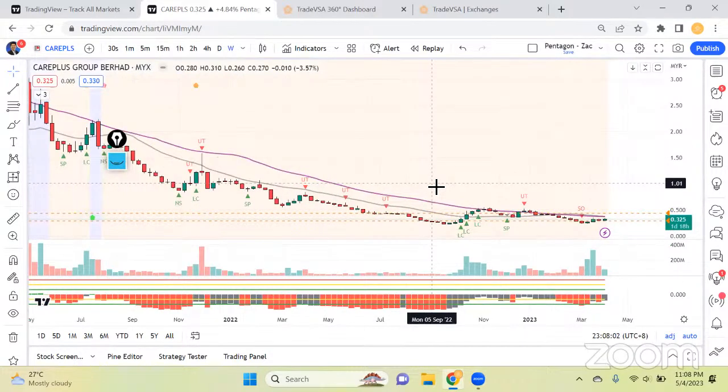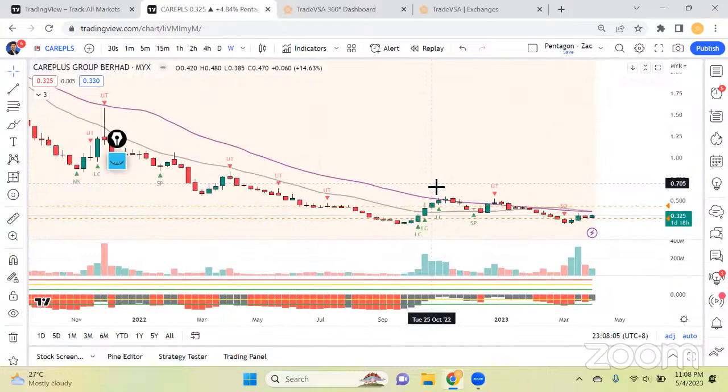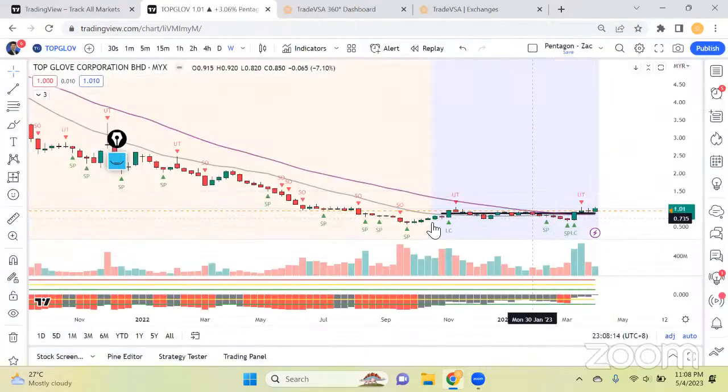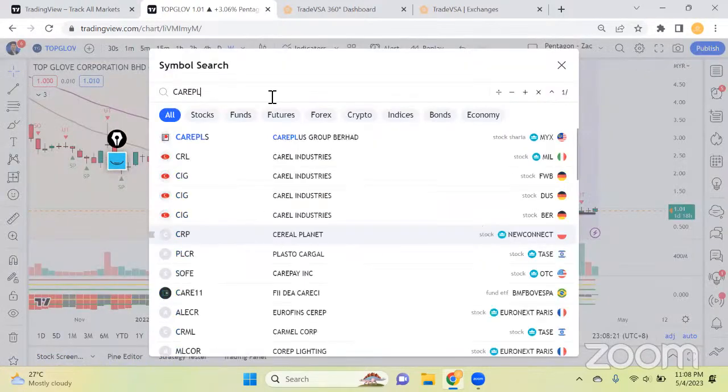Okay, but of course, if you compare the weekly chart of Top Glove and K Plus, they are slightly different because Top Glove actually returns to green pentagon. If not mistaken, let's check back again here. They already changed to green pentagon. So the trend, everything is very obvious. Looks like a nice solid accumulation. K Plus haven't changed yet.